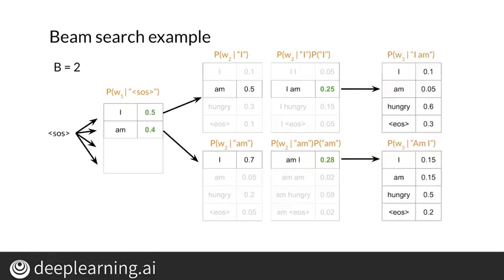Then for the next step, you use am as the input word to get the conditional probabilities for the I am sequence and I for the am I sequence. You repeat the process to calculate the joint probabilities and again choose the best sequences. This process stops when the model predicts an end of sentence token for all b most probable sequences. At the end, the sequence with the largest probability is chosen as the output.